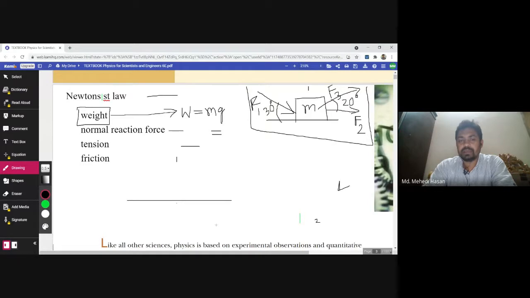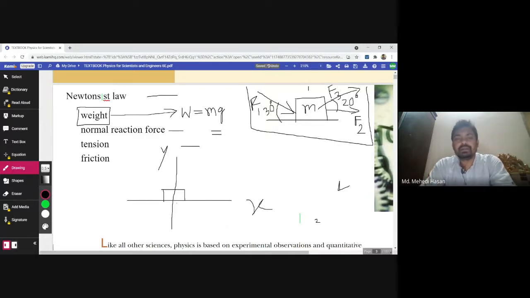ওকে, সো সে দিস ইজ এক্স এক্সিস and this is y axis. So first we have to draw the axis, then we have to keep the object in the origin. Okay, so this is the object. Then we have to find out the forces, number of forces acting on that object.